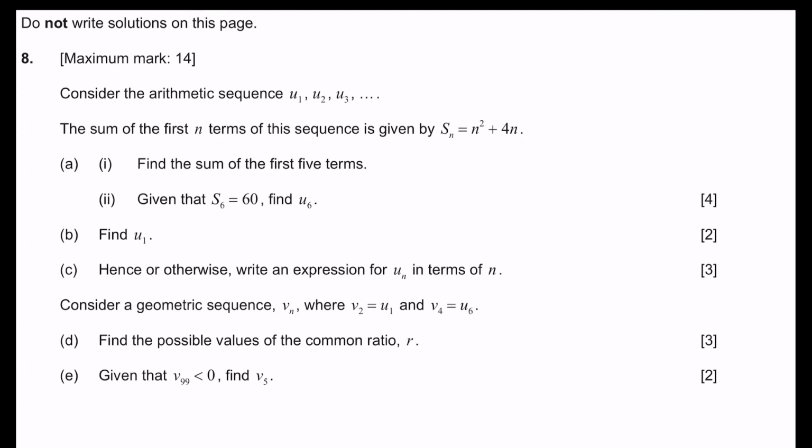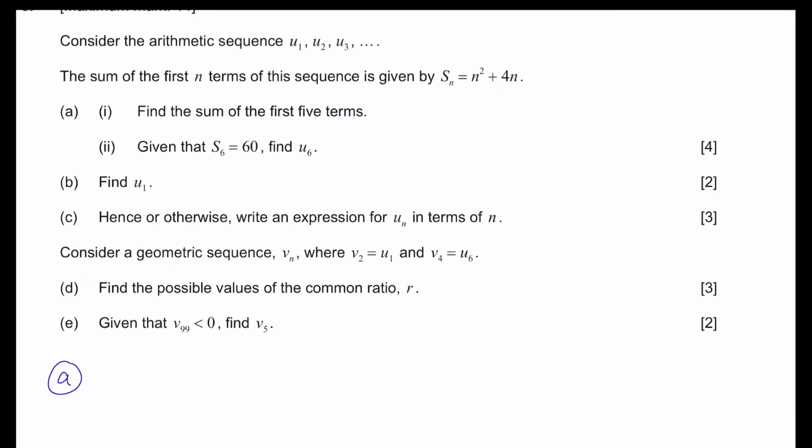Okay, now in question 8, we have the arithmetic sequence u1, u2, u3. So it's an AP series, right? The sum of the first n terms of the sequence is given by the general equation n squared plus 4n. So we first have to find the sum of the first 5 terms, s5. If I replace n with 5 in this equation, I'll get the sum of the first 5 terms.